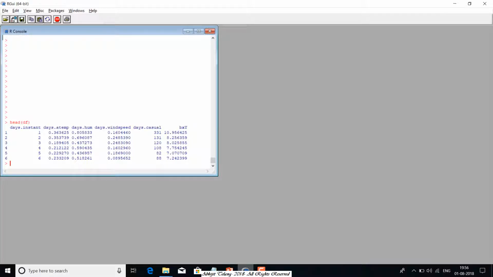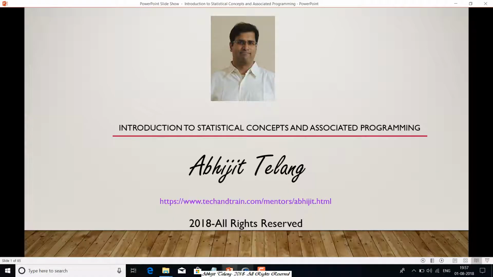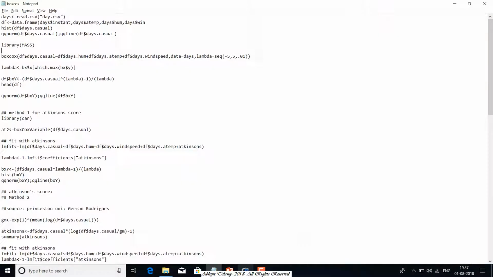In this video, we'll quickly look at the Box-Cox transformation. So we're looking at our bike rental database, and we have our response variable, which is the daily casual count. Looking at this variable, we would like to understand whether something could be done to it so that it can look or resemble a normal distribution. So that's the basic application of the Box-Cox transformation.